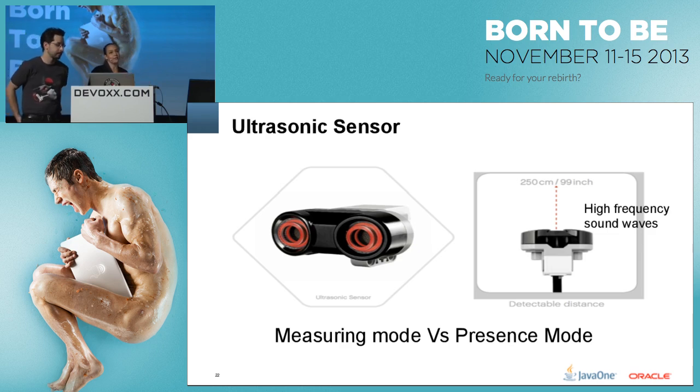You can detect how far objects are, and for that you can use the ultrasonic sensor. This is a nice sensor too, because it's not only sending sound waves, but it's also receiving. So it sends a sound wave, it will be reflected off the object back to the sensor, so it can measure how far the objects are.